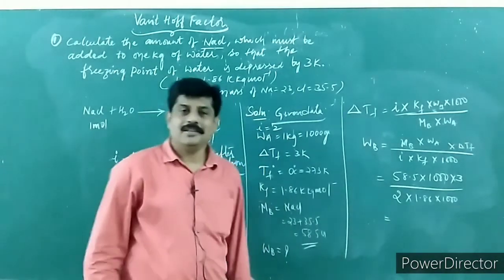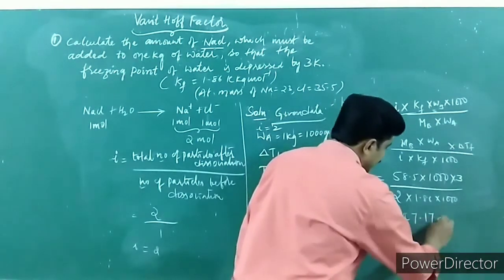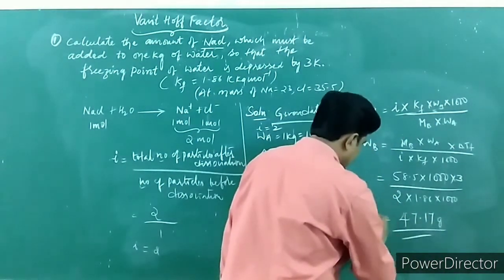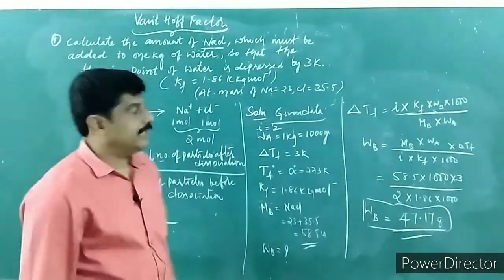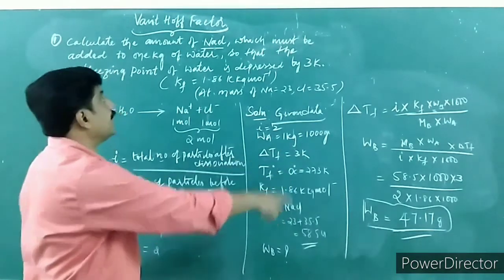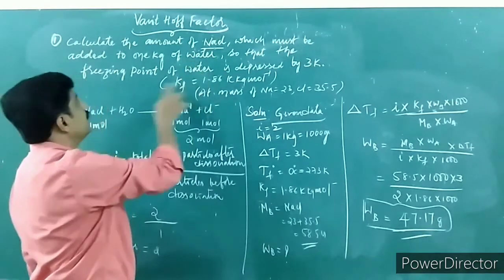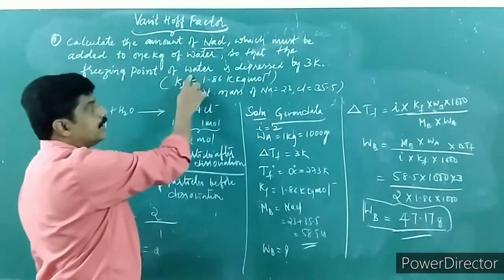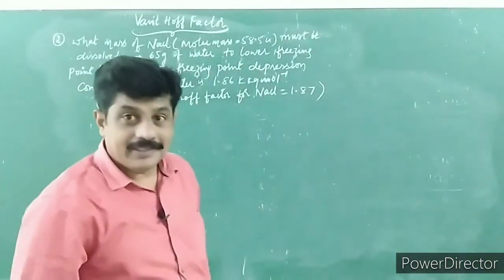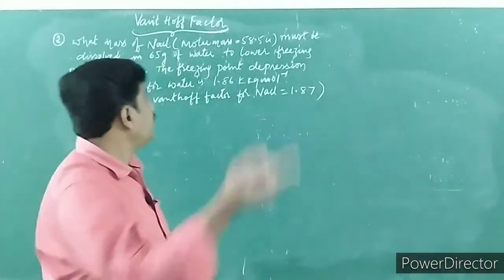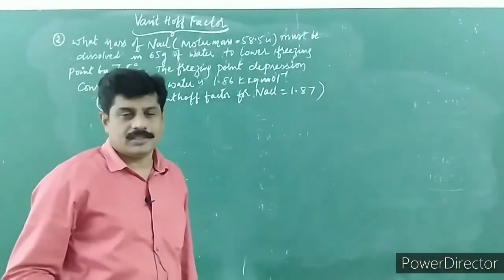Hope you are getting that, children. If you simplify this, you are going to get WB is equal to 47.17 gram. That means 47.17 gram of sodium chloride must be added to 1 kg of water so that the freezing point of the water is depressed by 3 Kelvin. Children, the second numerical on the Van 't Hoff factor is very similar to the first one. You can easily solve that.